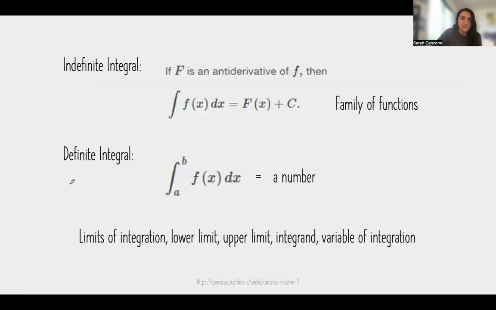Okay, so this is a little reminder. This is the indefinite integral. This is the definite integral. And this is what they look like side by side. All right, so this is why they differ.